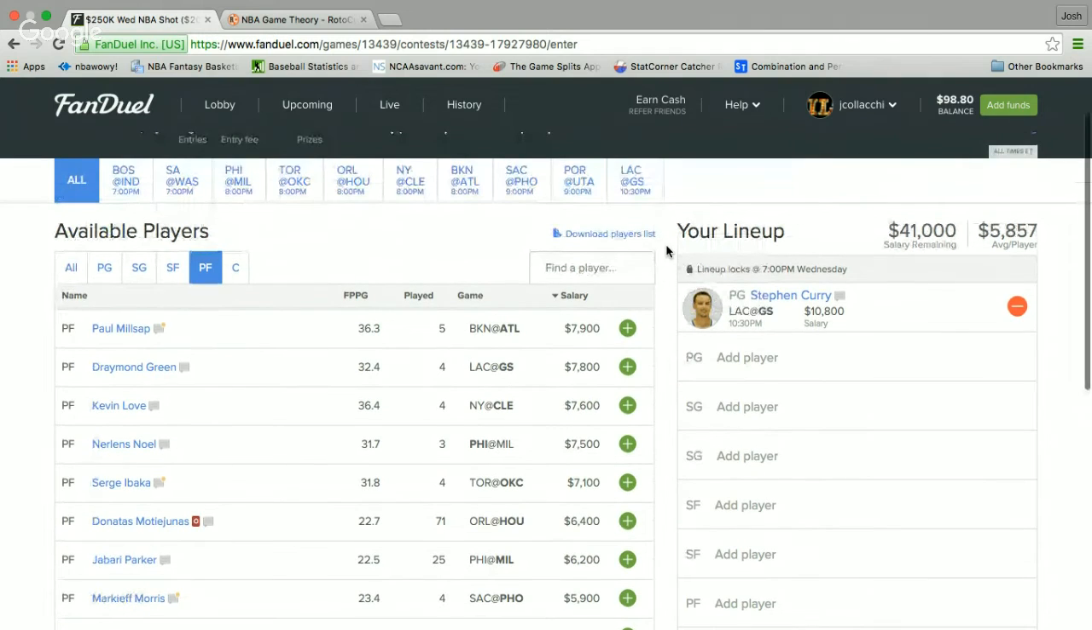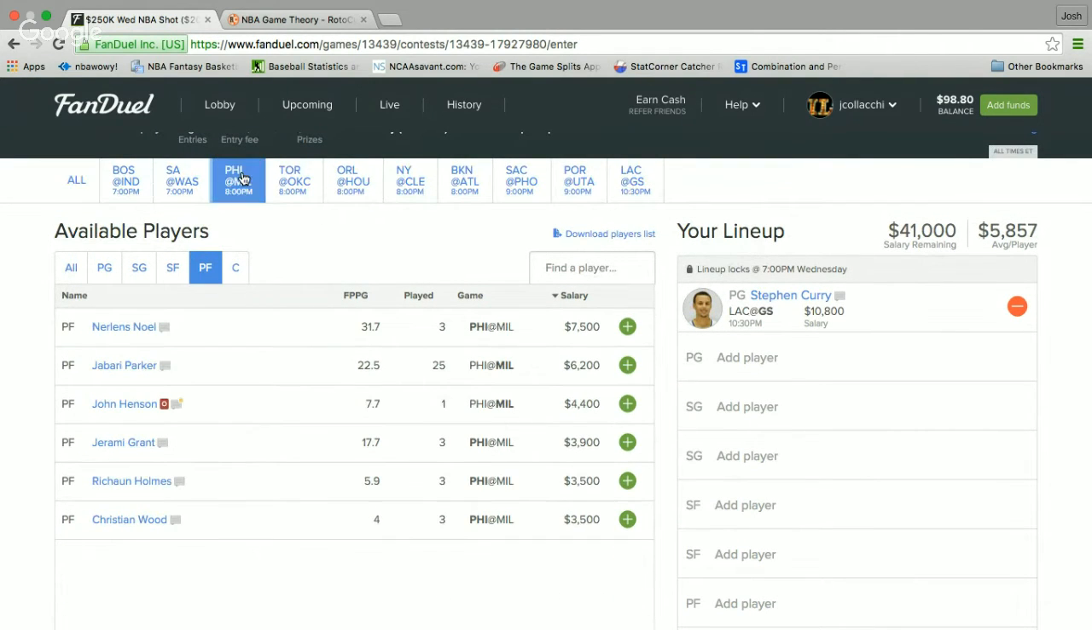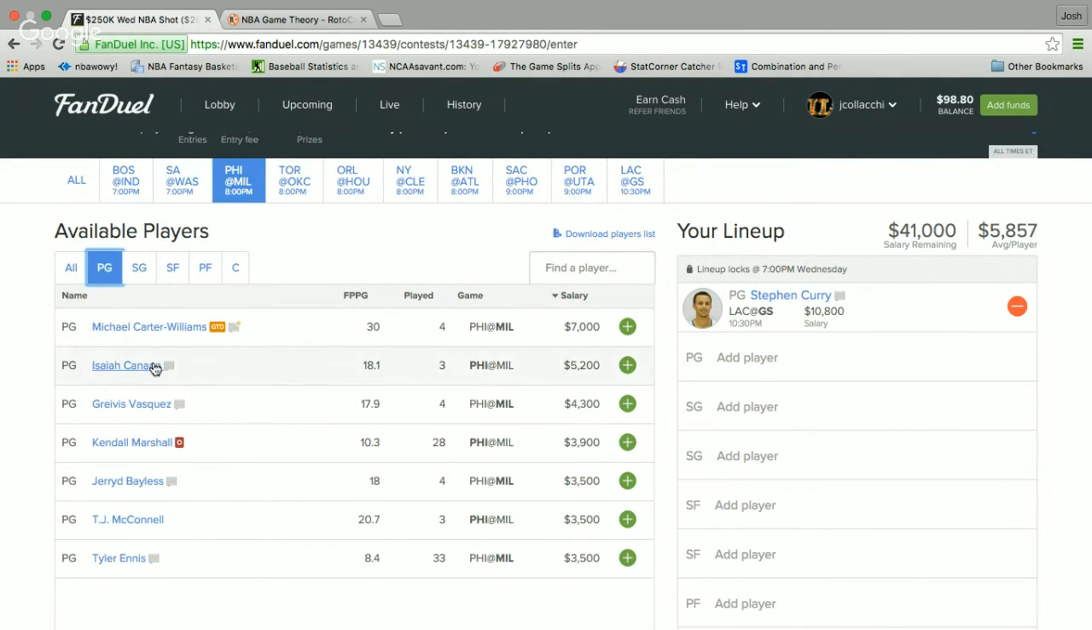Now, for this given night, there is a point guard by the name of Michael Carter-Williams that plays for the Milwaukee Bucks. You see here, FanDuel says game time decision. He is actually out tonight. That means Jared Bayless is going to start in his place and play a lot of minutes. You go down to Bayless and look at that. It's just 3,500.